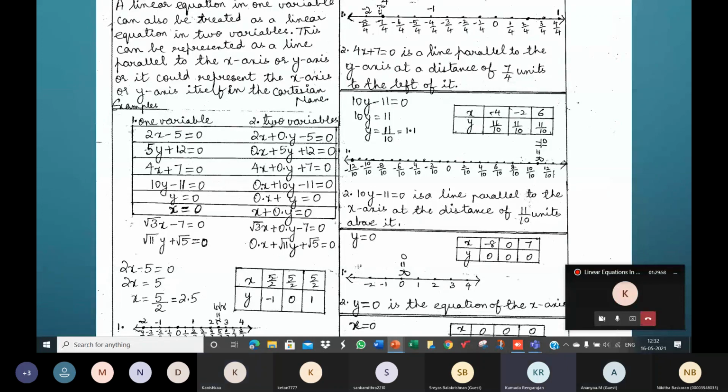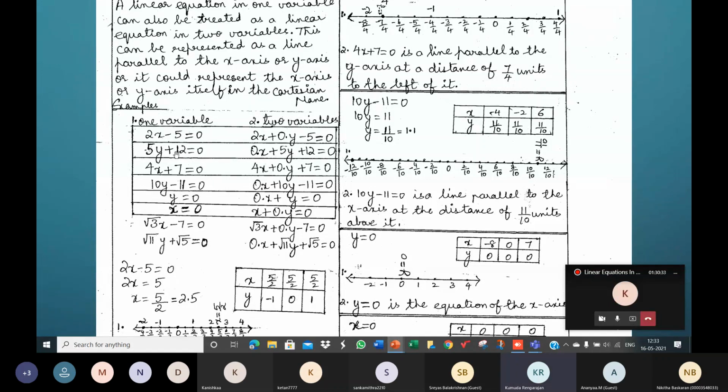So this is how you would describe the line you got. The line 2x plus 0y minus 5 is equal to 0 is parallel to the y-axis at a distance of 2.5 units to the right of it. This is how you describe that line.